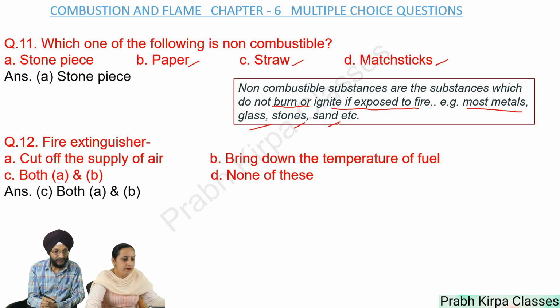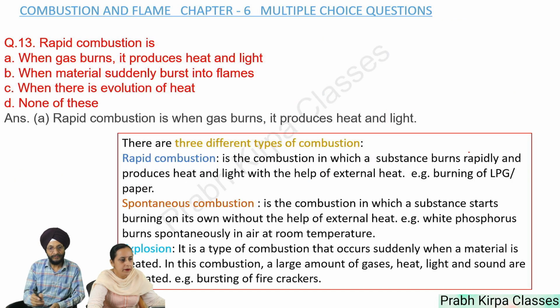Question number 12. Fire extinguisher. A. Cut off the supply of air. B. Bring down the temperature of fuel. C. Both A and B. D. None of these. So answer is C. Both A and B. Fire extinguishers not only cut off the supply of air but also bring down the temperature of the fuel.